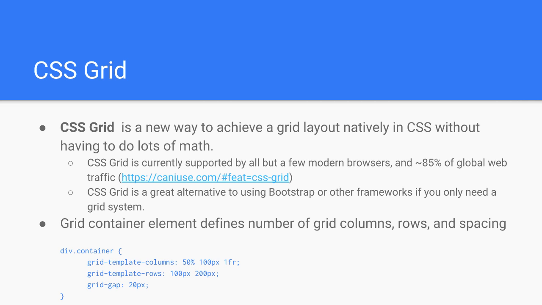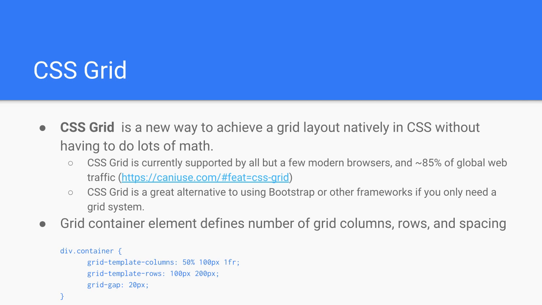And you can mix and match these. You could say 50%, 50%, or you could say 33%, 25%, and then whatever else you need. One fractional at the end just says any remaining space. My last column will do that. So here we've defined our columns. We've got a 50% width column, we've got a 100 pixel width column, and then we've got a 1 fractional column taking up the remaining space.